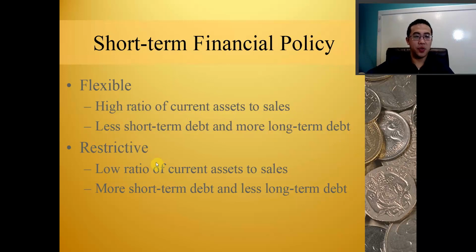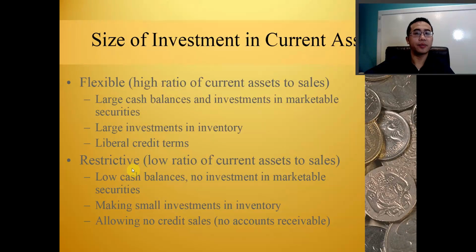On the other side, the restrictive policy would expect a low ratio of current assets and more short-term debt and less long-term debt. So you have more problems to deal with now. If you don't have a lot of cash, just like a lot of small businesses affected by the coronavirus right now, they are like being strangled. So if they don't have enough cash flow, the business may not survive the next month.